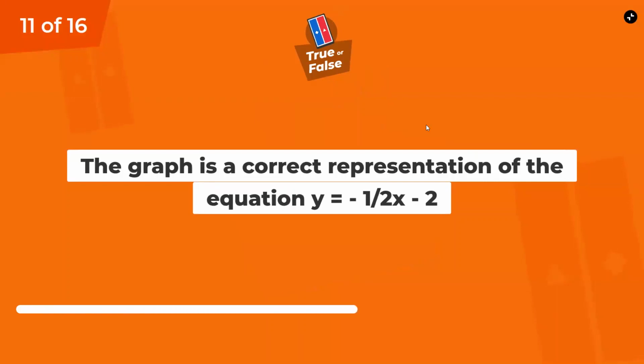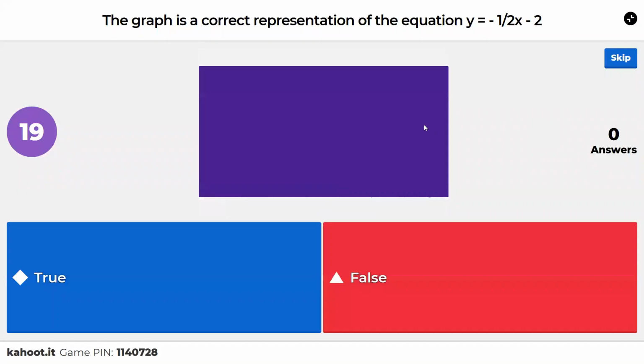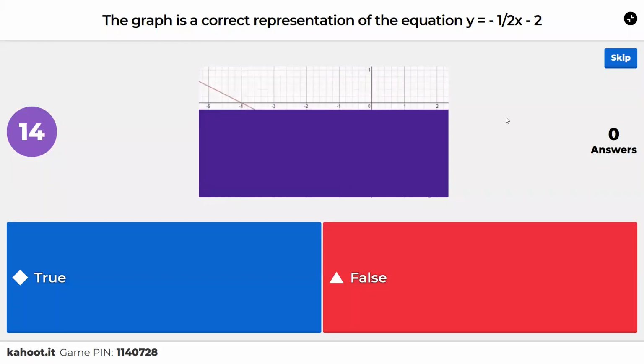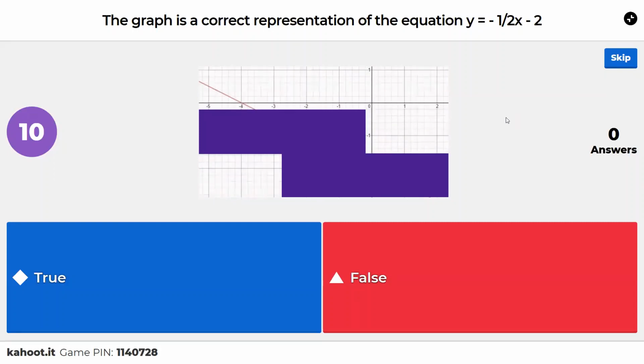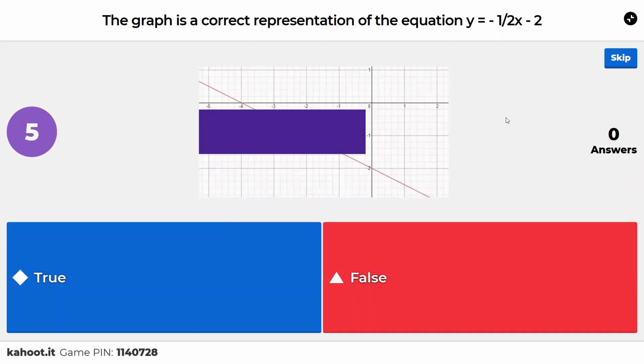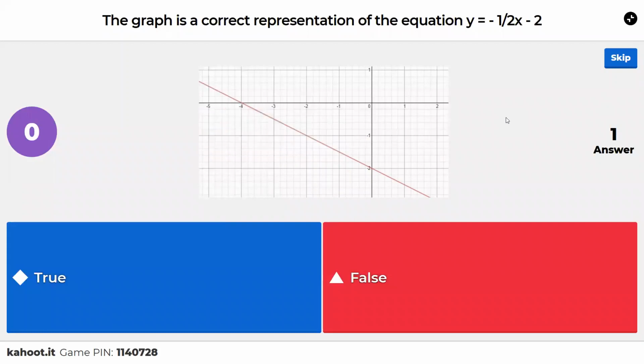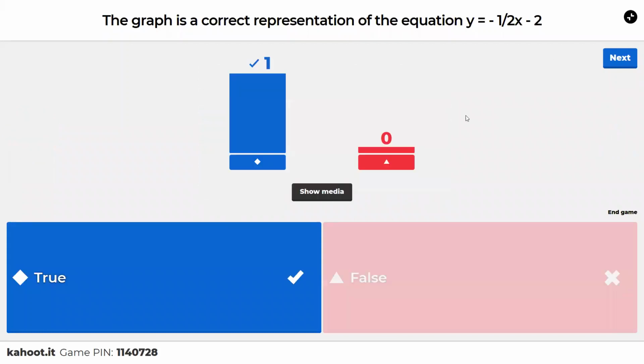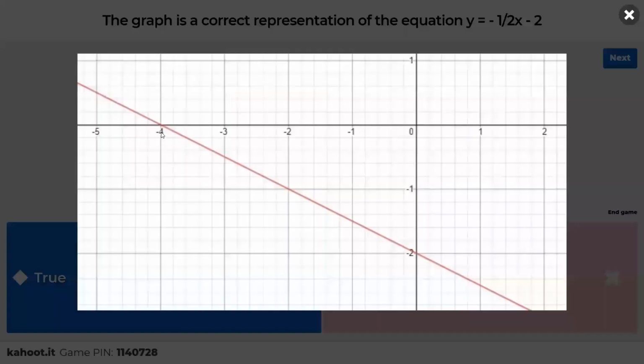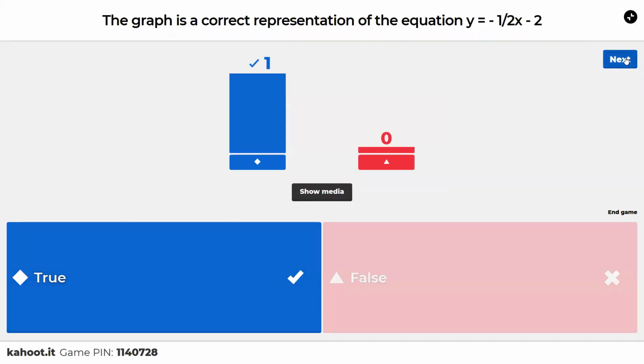All right, true or false? The graph is a correct representation of the y equals negative half x minus 2. All right, true. Started noticing that the slope is down 1, right 2, down 1, right 2, and then negative 2 is the y-intercept.